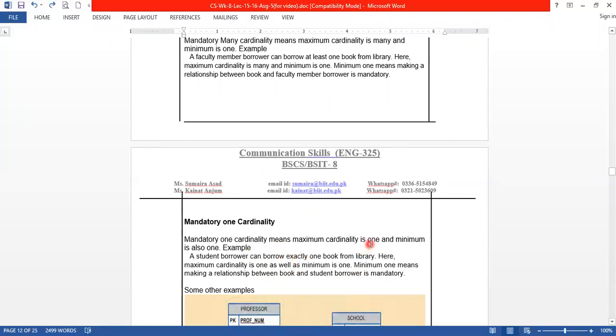Right now we have discussed this in class. अभी इसके बाद मैं आपको कुछ examples discuss करूंगी, and then we will move toward our assignment.